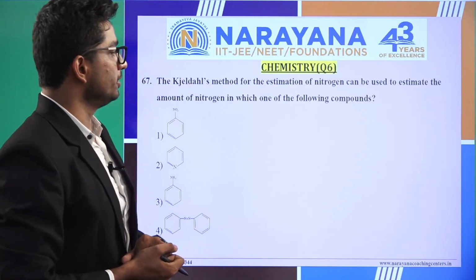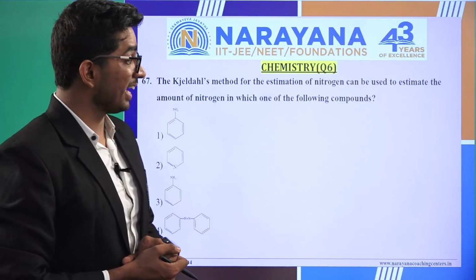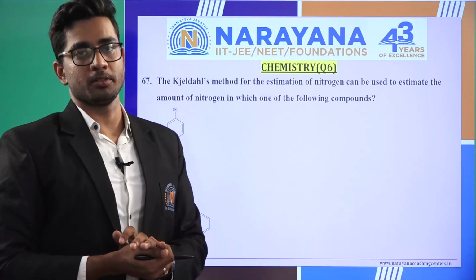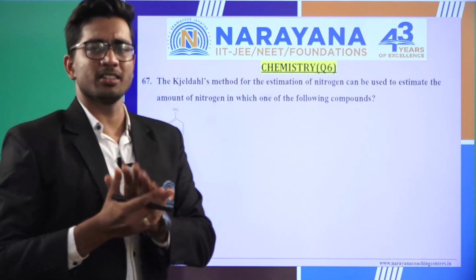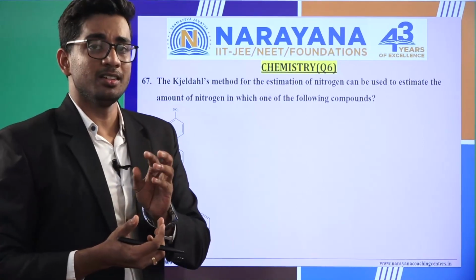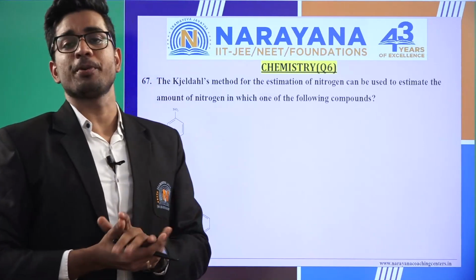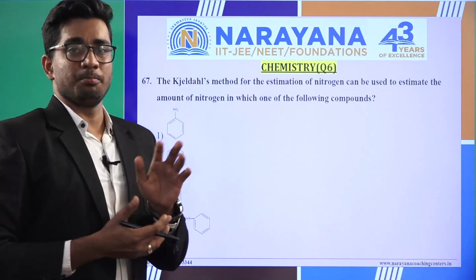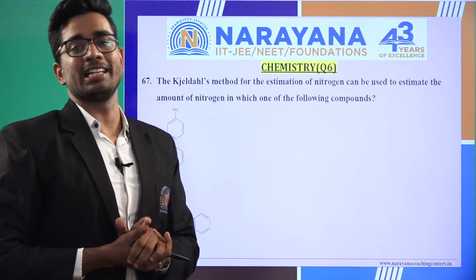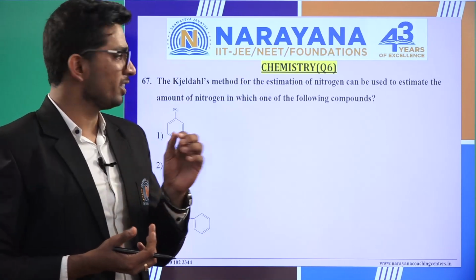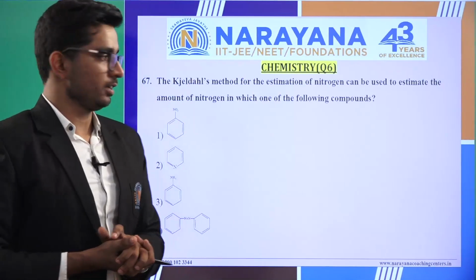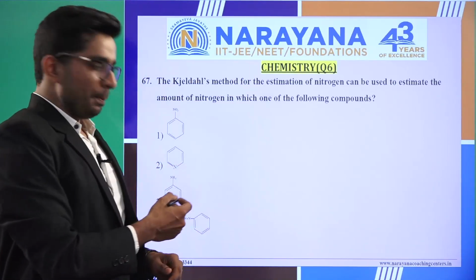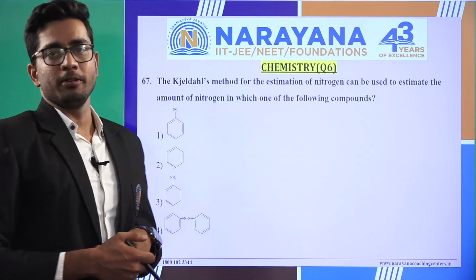The Kjeldahl method for the estimation of nitrogen can be used to estimate the amount of nitrogen in which of the following compounds. So first of all, Kjeldahl's method is a quantitative method to measure the amount of nitrogen present in a compound. But again, it is not possible for all the compounds containing nitrogen. There are few compounds which cannot undergo such an estimation technique. So basically, which compounds can give it? Simply the NH2 group will be there.